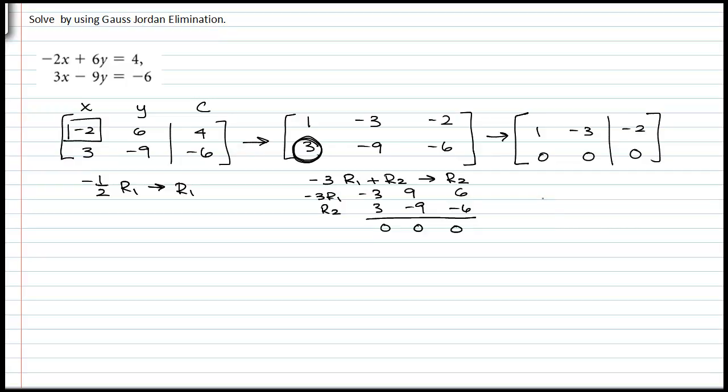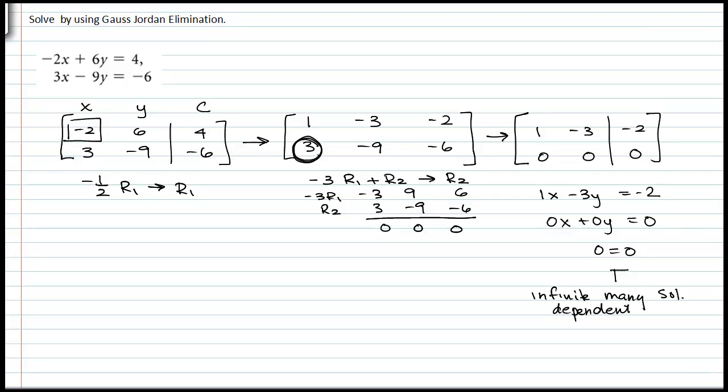So in terms of the augmented matrix, I have 1x minus 3y is equal to -2. 0x plus 0y is equal to 0. Does 0 equal 0? True. Anytime you have a matrix where the bottom row is all zeros, that means you have what's called infinitely many solutions. That means it is a dependent system. It is consistent.